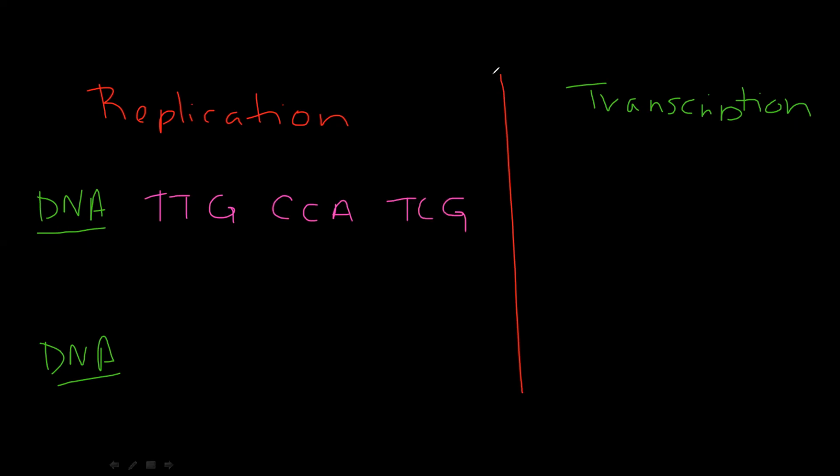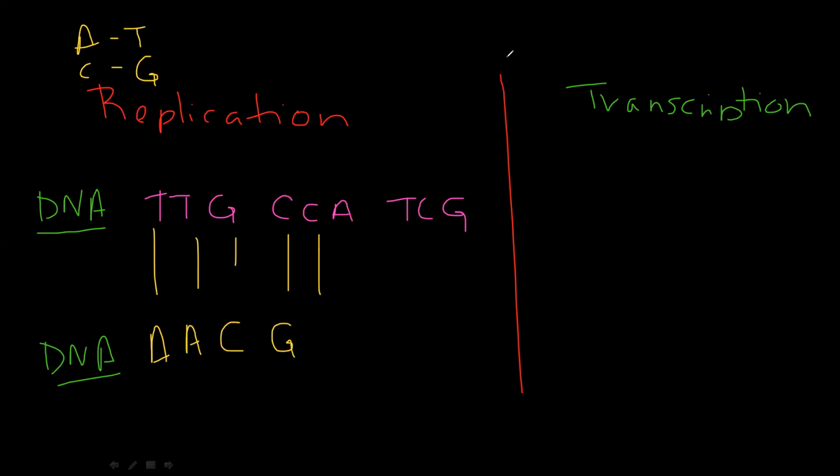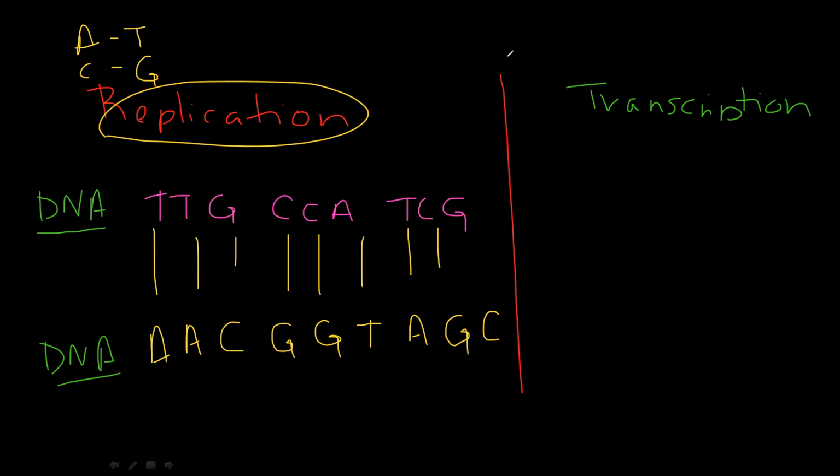now our message is going to be based upon that complementary base pair. So here we would have A, C, because we'd make the complement to this. Remember, A and T go together, and C and G go together. So then here we'd have G, G, T, A, G, C. That's for DNA replication. So you're just copying the DNA.